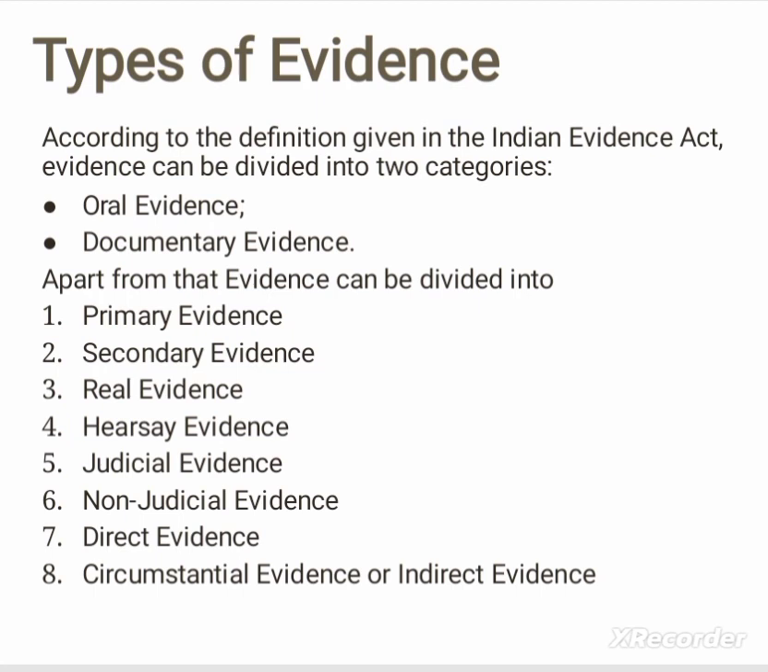So, on the basis of that, evidence can be categorized into: 1. Primary evidence, 2. Secondary evidence, 3. Real evidence, 4. Hearsay evidence, 5. Judicial evidence, 6. Non-judicial evidence, 7. Direct evidence, and 8. Circumstantial evidence or indirect evidence.